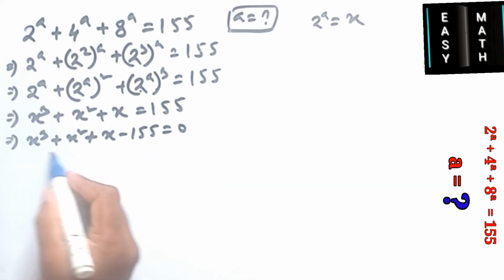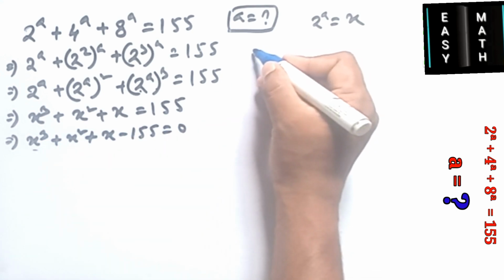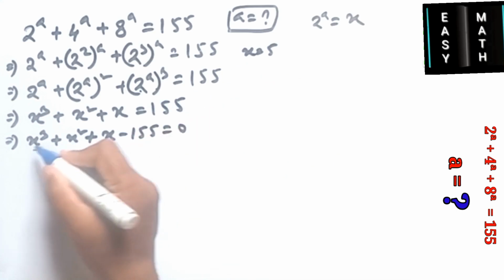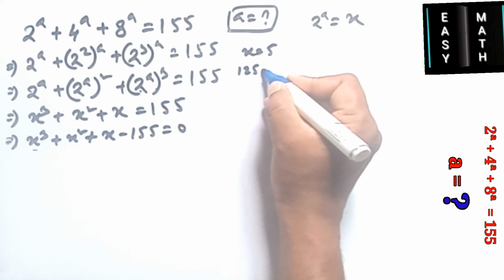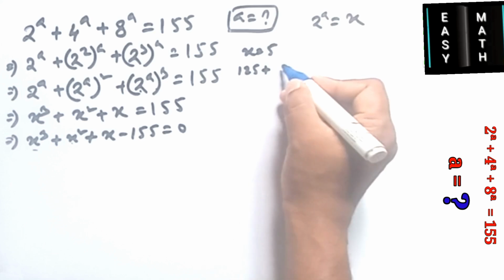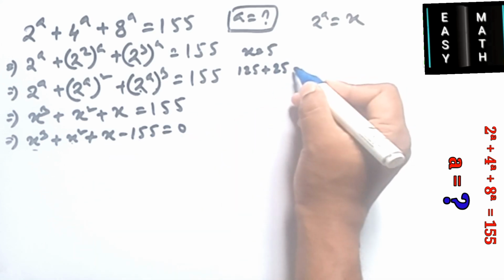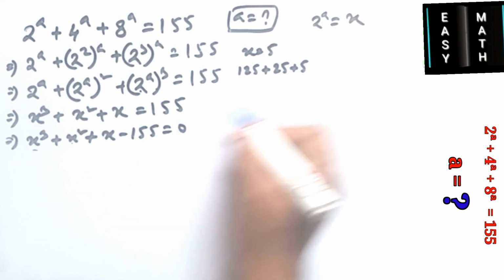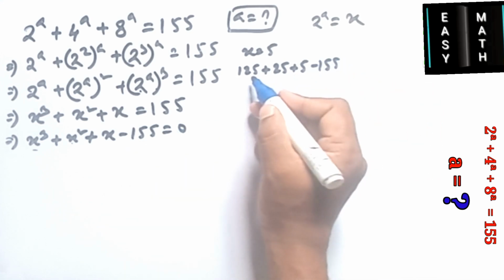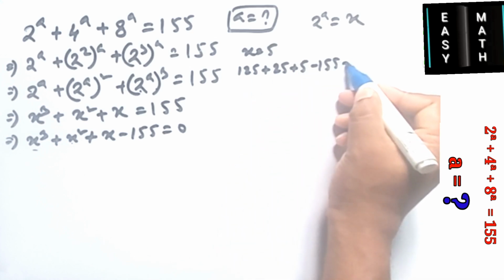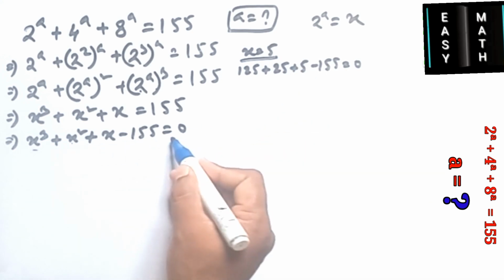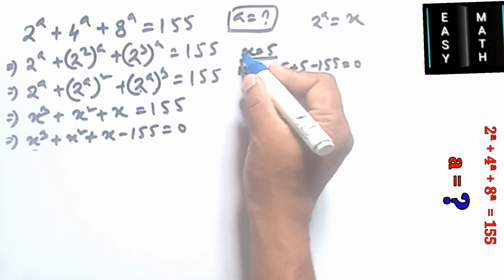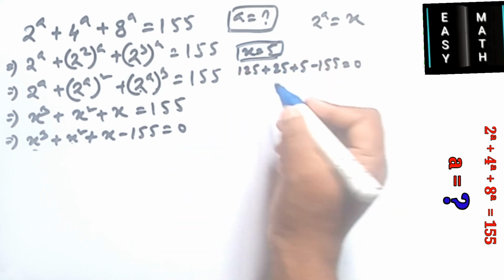is 0, and now find out the root. So first we can write if x is equal to 5, then 5 cube is 125, 5 square is 25, and plus 5 minus 155. So this is 0. So x is equal to 5, then this equation is satisfied. So one root is x equal to 5.